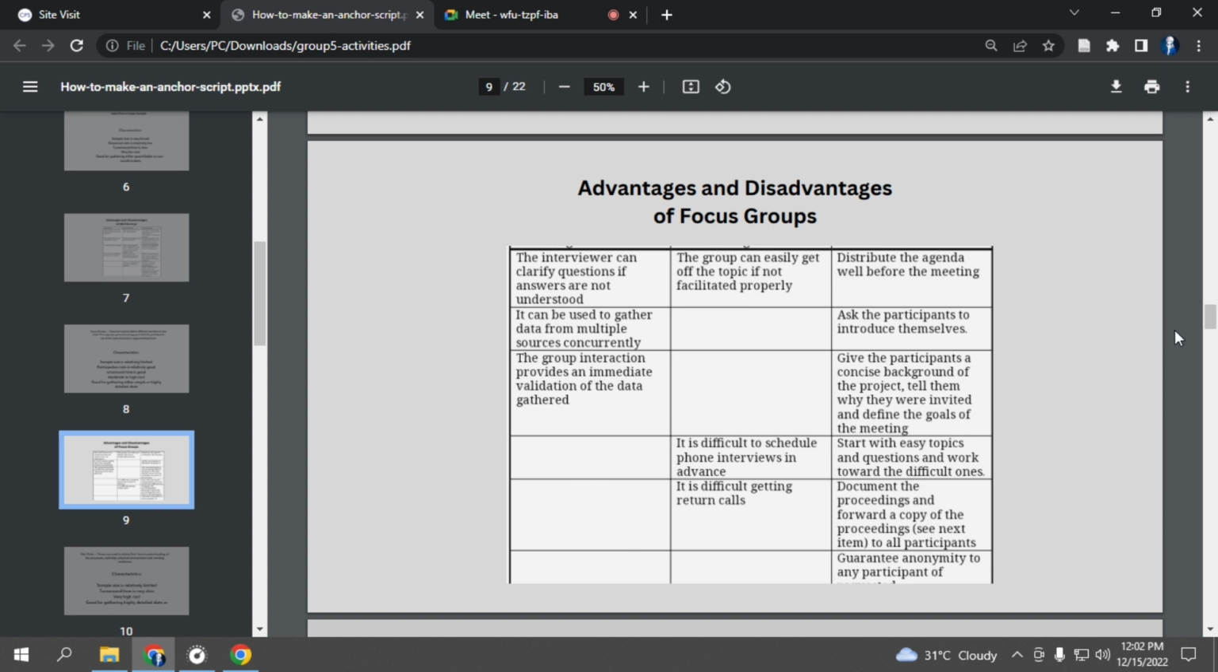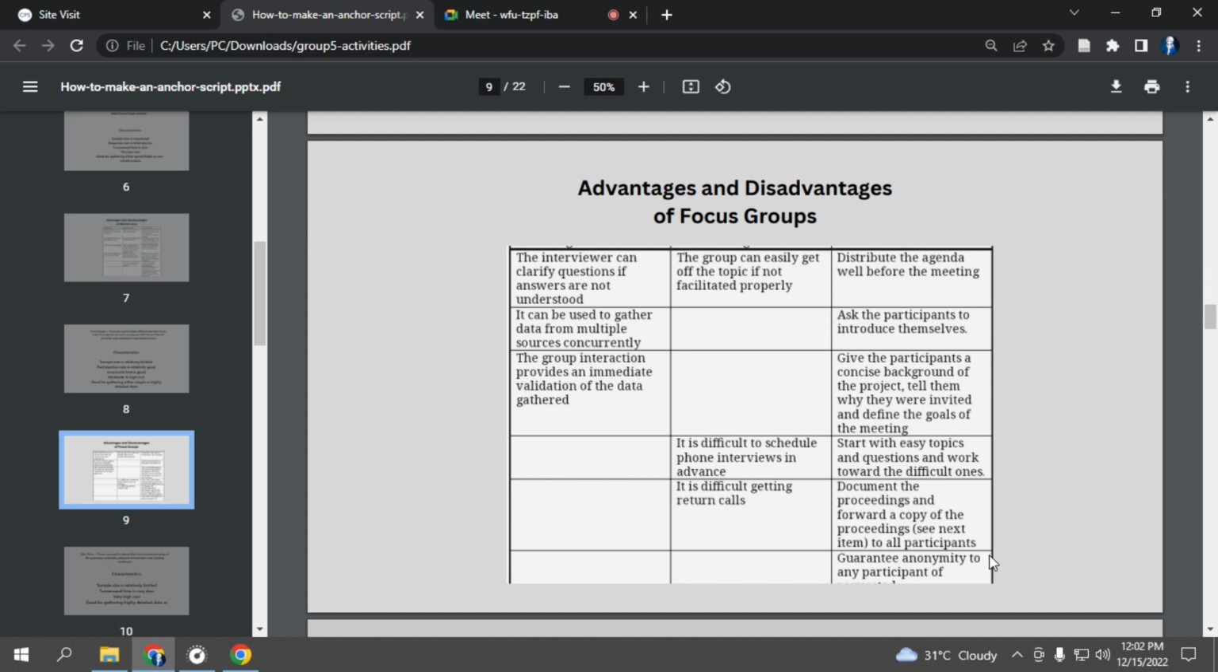Disadvantages: The group can easily get off the topic if not facilitated properly. Next, it is difficult to schedule phone interviews in advance. Third, it is difficult getting return calls. And how to be effective: distribute the agenda well before the meeting.